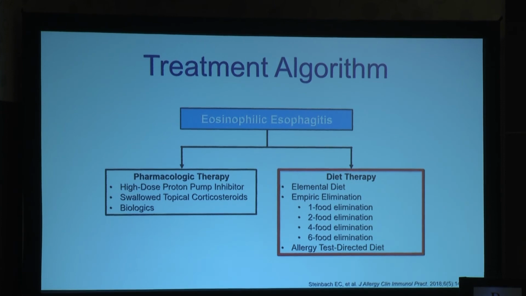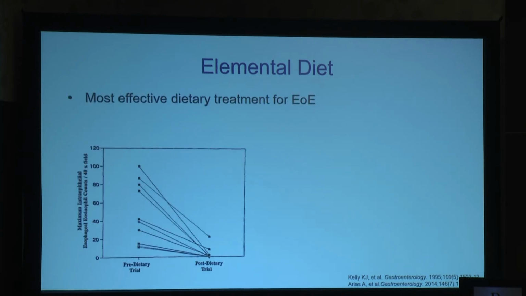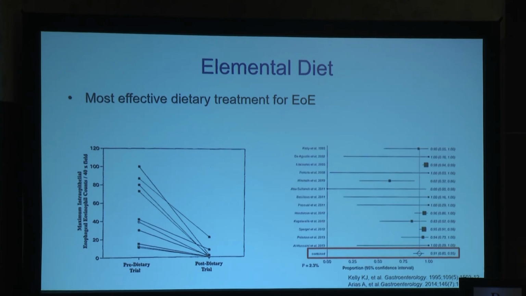So if the patients don't want to do medicine, or let's say medicine doesn't work for them, we also can do diet therapy. And there's different types of diets out there. Technically, the one that works the best is using an elemental formula. This is a very old study, but it was the first one that showed if you put a patient with EOE on an elemental formula, you have a significant decrease in their eosinophil counts. And then this study is a little bit older, 8 years ago, but still, it was a meta-analysis looking at the efficacy of elemental formulas, and it's about 90%.